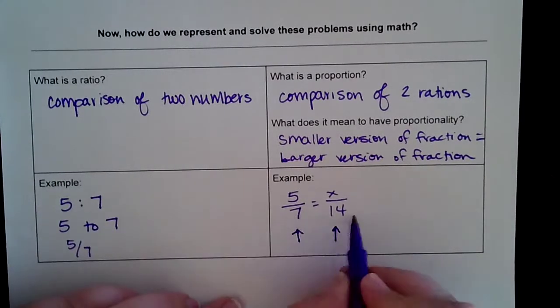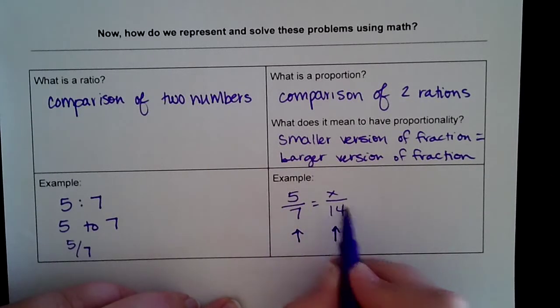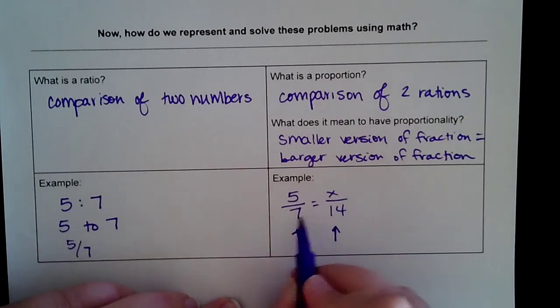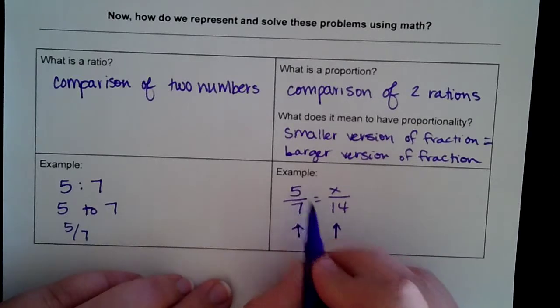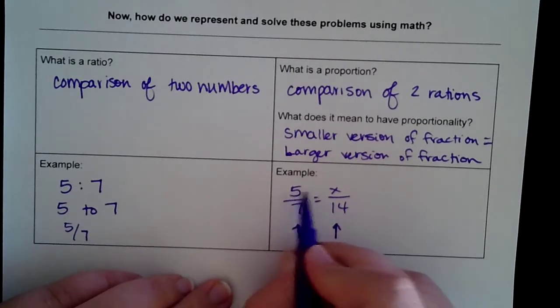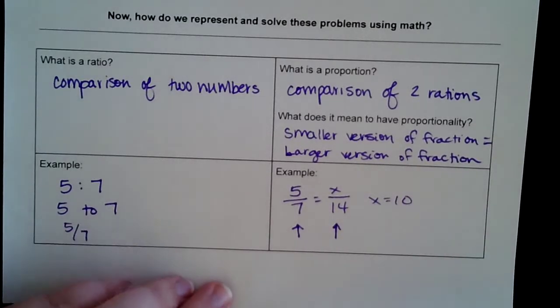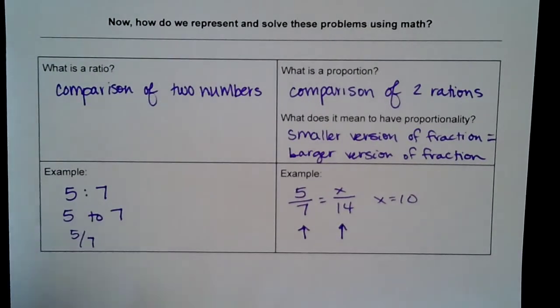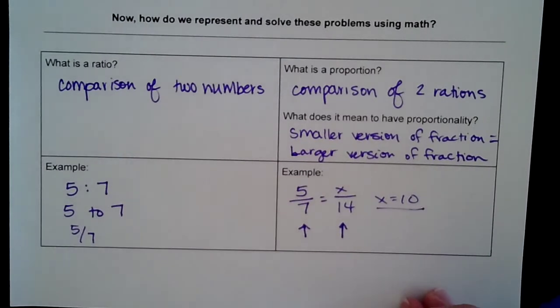In order to do that in this case, notice if I want this fraction to have a denominator of 14 and I want to know what's on top, I would have to multiply this entire fraction by 2. So that would make 7 times 2, 14, and it would make 5 times 2, 10. So in order to have proportionality in this set of fractions, my x would have to be 10.